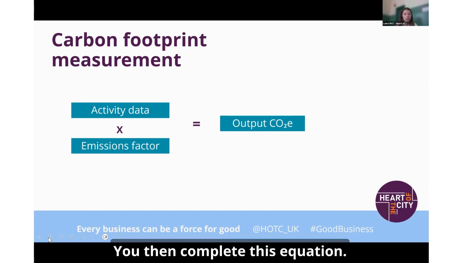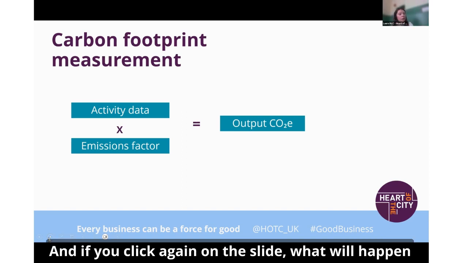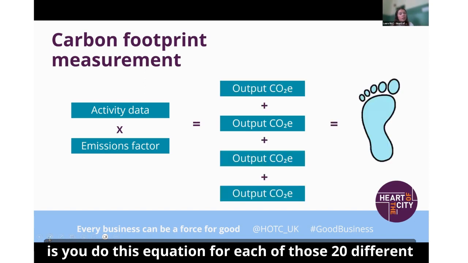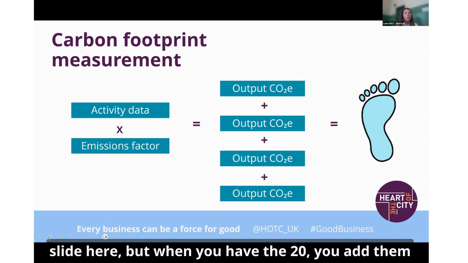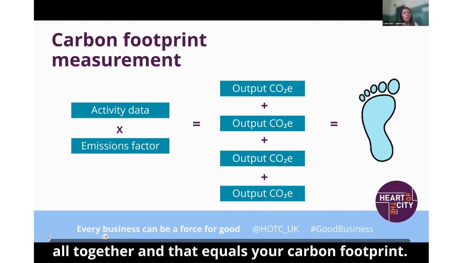You then complete this equation, so you times activity data by emissions factors, and you get your outputs. And if you click again on the slide, what will happen is you do this equation for each of those 20 different categories. I put 4 on the slide here, but when you have the 20, you add them all together and that equals your carbon footprint.